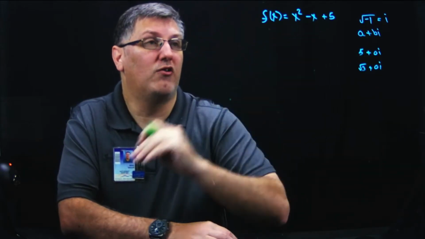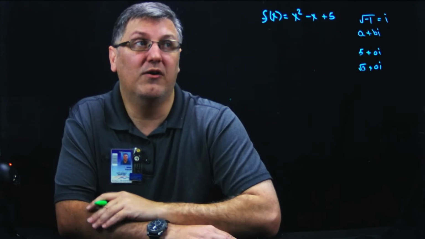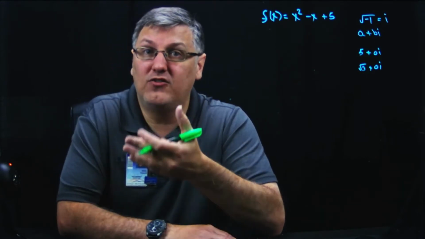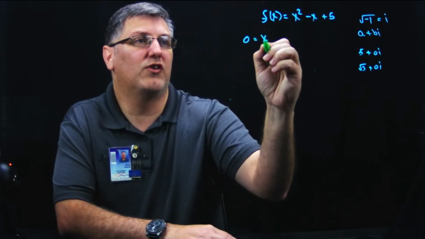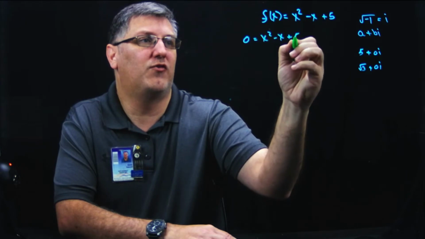So I have the quadratic here, f of x equals x squared minus x plus 5. So let's solve it. Let's find the zeros. Let's find the roots of this graph. So I'm going to set it equal to 0. 0 equals x squared minus x plus 5.